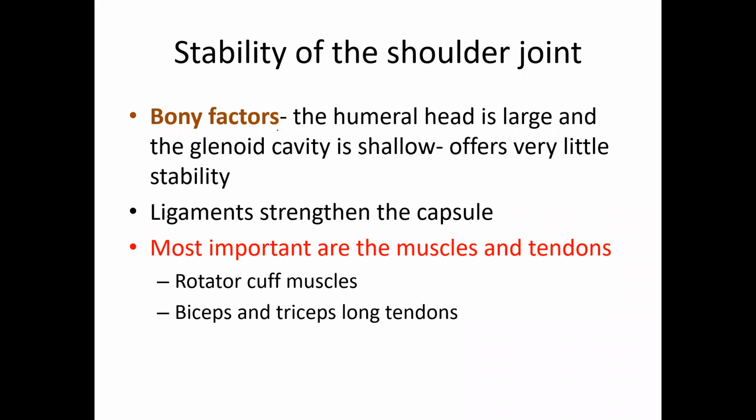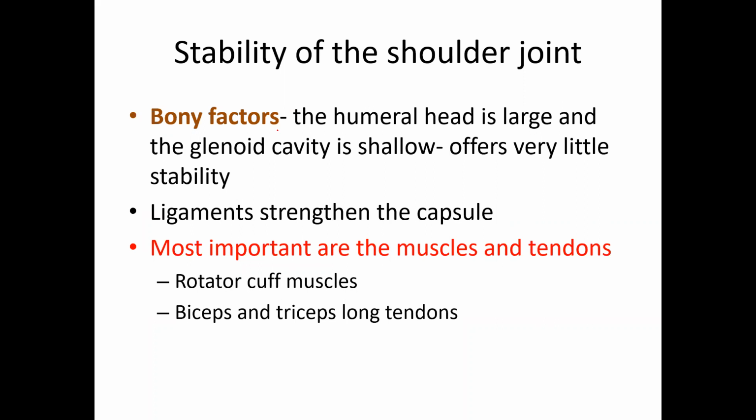So we'll talk about osteology tomorrow in the practicum, so you can see all the bones and everything. I'm sure you have seen pictures of those. So the glenoid cavity is shallow, and because of that, it offers very little stability. Okay, so the bony factors, when you consider the shoulder joint, offer very little stability, because the glenoid cavity is shallow, even though the humerus head is quite large.